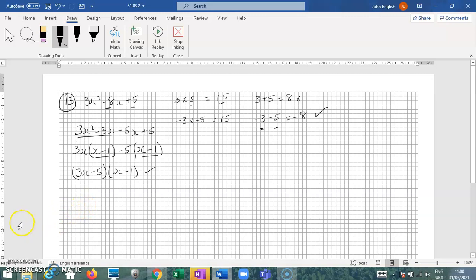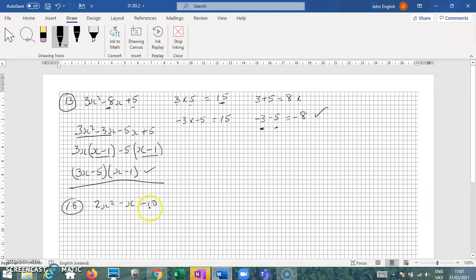Okay, so let's move on to another one. So I'm going to pick out number 18. Just draw a line here. Number 18 is 2x squared minus x minus 10. So here we've got two minuses, okay.